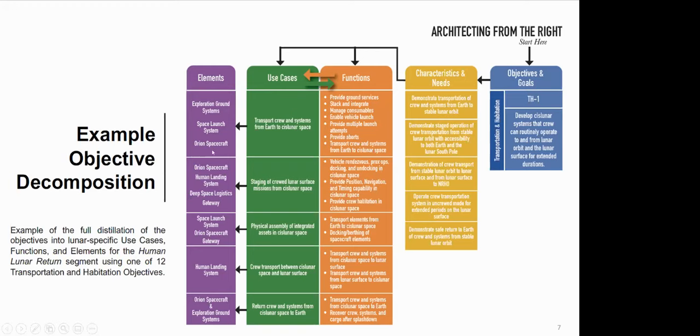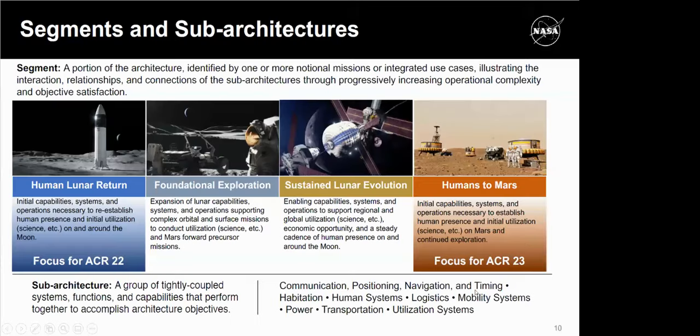And here you might start to recognize a few things. The ground system, space launch system, Orion spacecraft, these exist today. Human landing system is being worked on. Deep Space Logistics Gateway, contracts are underway. The hardware is being designed. And so you can see that we're making progress, but we still have some things that don't exist yet.